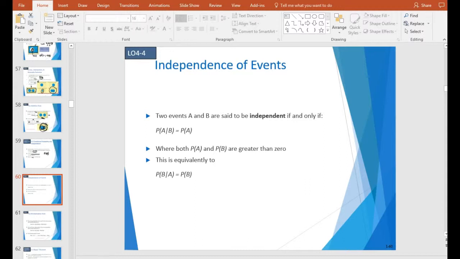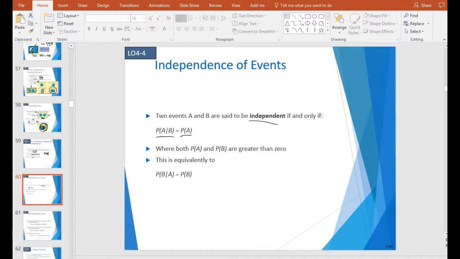Independence of events. Two events A and B are said to be independent if and only if the probability of A given B is equal to the probability of A. And that's to say that, like, if B has occurred, did it affect A? And if the probability of A given B is the same as the probability of A, then clearly no, B having occurred didn't affect A. That's the idea behind independence, using the conditional probability and equating it to the probability of A.